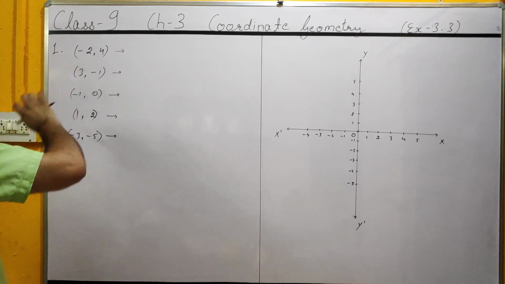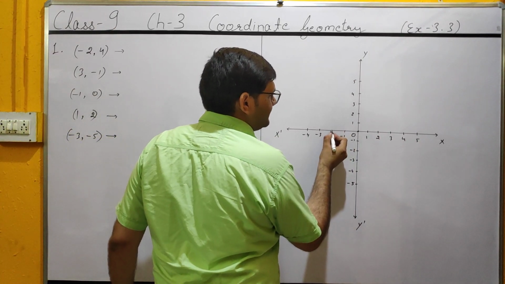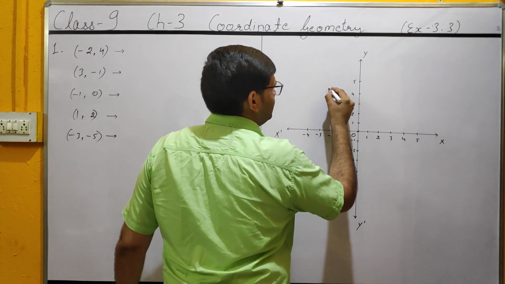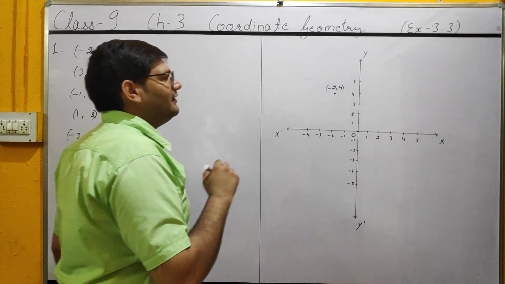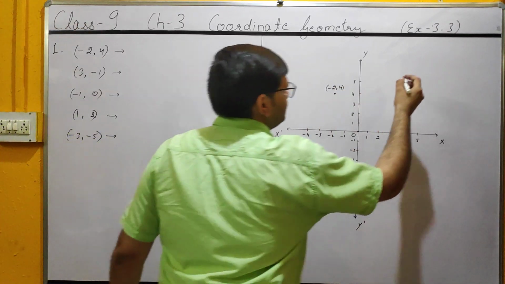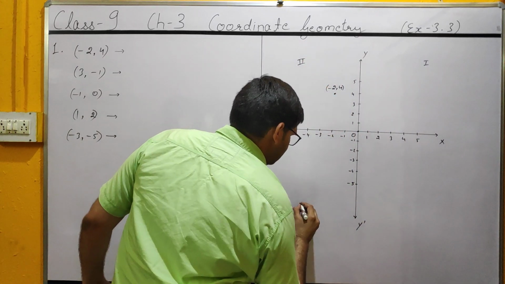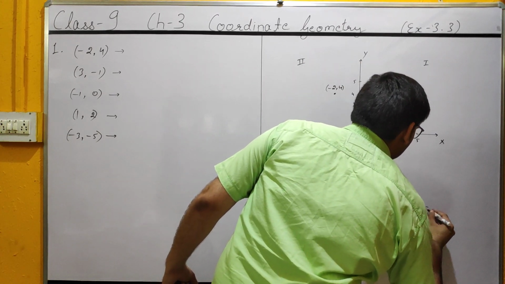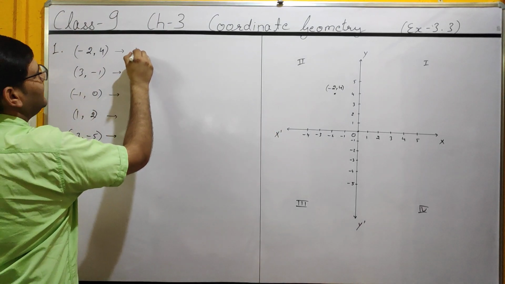See the first point, -2 and 4. -2 for x and 4 for y. Clear? So, this is -2, 4. So where it lies: this is first quadrant, this is second quadrant, this is third quadrant, this is fourth quadrant. Remember, we have to move anti-clockwise. Okay. So it is in second quadrant.